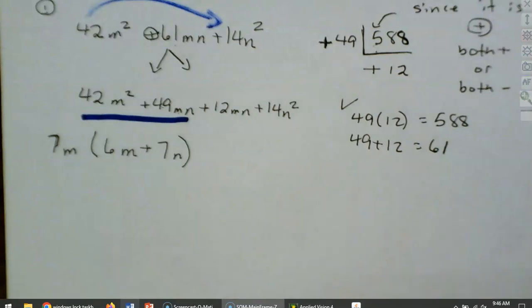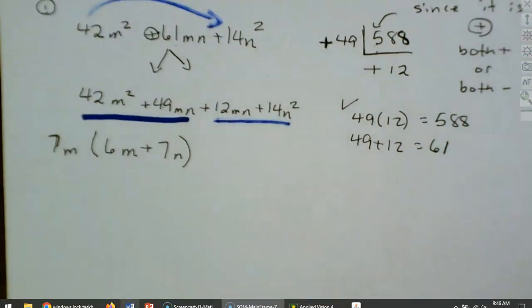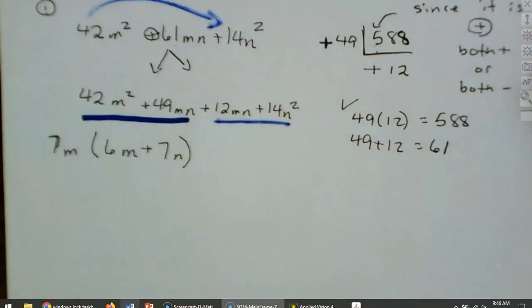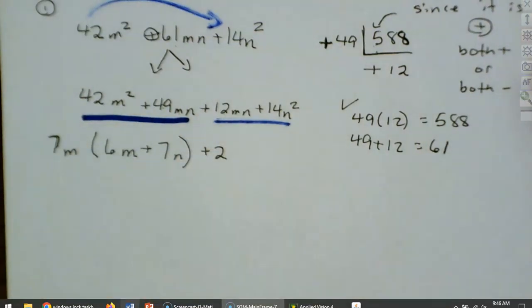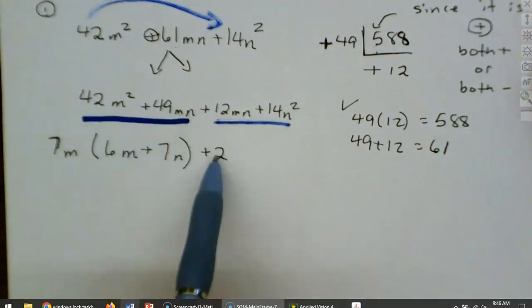Now we repeat the process here on the next 2. Okay, and what can come out of the next 2 here? Well, 12 and 14, they're both even numbers. I can take out a 2. How do I know what to do? What do I need? 6. 12 divided by 6 is what? 2. So that comes out there.